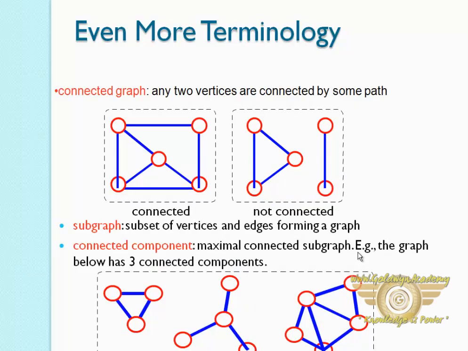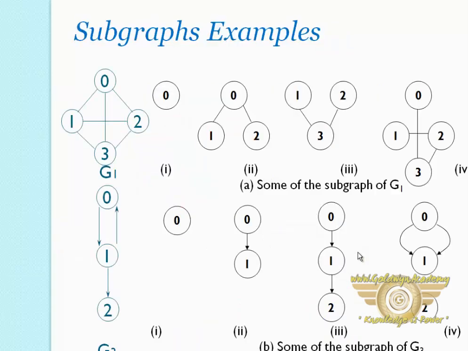Connected graph. Any two vertices are connected by some path. Subgraph. A subset of vertices and edges forming a graph is known as a subgraph. Connected component. The maximal connected subgraph is known as a connected component. Example, the graph below has 3 connected components. Now let us see subgraph examples. Here the possible subgraphs of graphs G1 and G3 are shown.